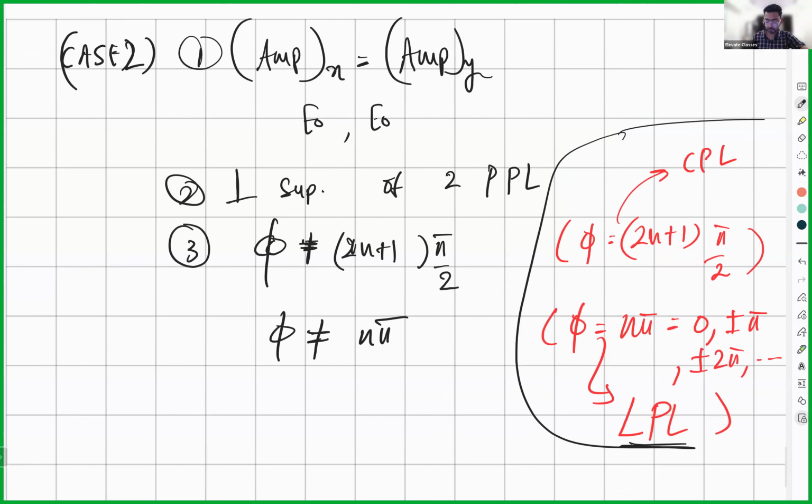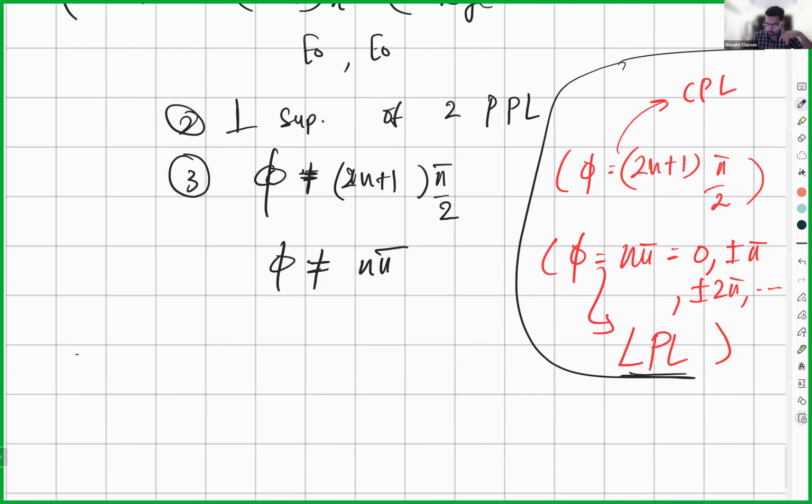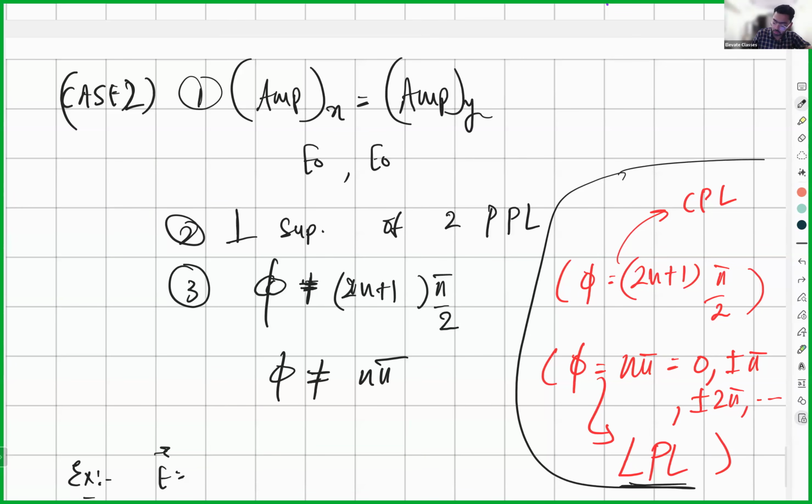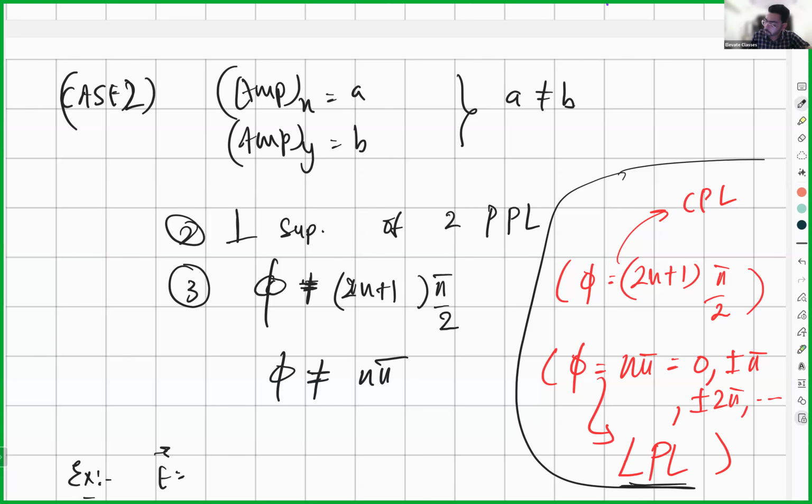And you will not get elliptically polarized light. Okay. So now an example of such a case will be, let's say, या चलिए इसको एक जनरल केस मान लो, ठीक है, इसको एक जनरल केस मान लो, general case where the amplitude of x is a and the amplitude of y is, let us say, b, and a is not equal to b. Let us consider that a is greater than b. This is a very important condition.